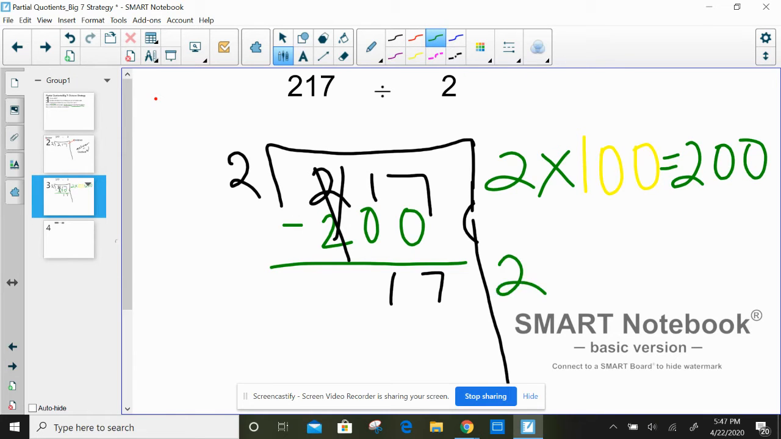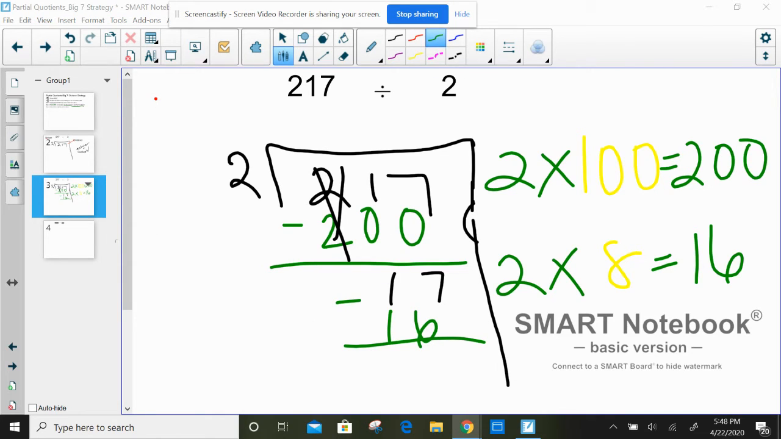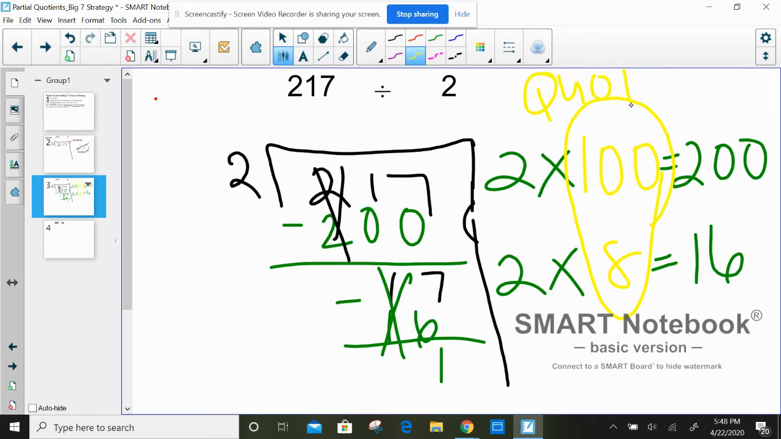So now, 2 times what would give me close to 17? Well, 2 times 8 gives me 16. That's pretty close to 17, isn't it? So now we're going to subtract. 7 minus 6 is 1. 1 minus 1 is 0. So what this means is this 100 and this 8, those are our quotients. We'll add those together, okay? And I think a lot of us can do it in our head, right? 108.